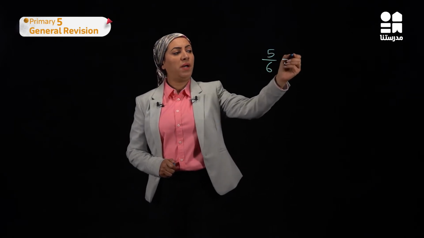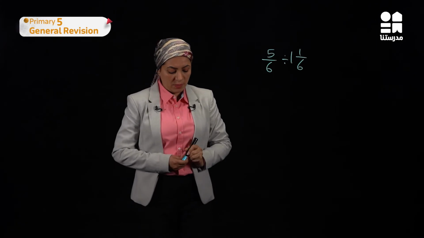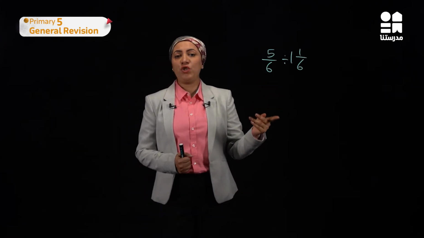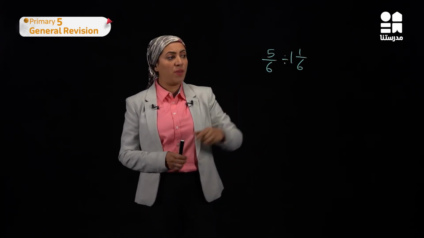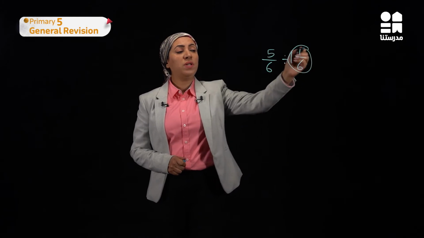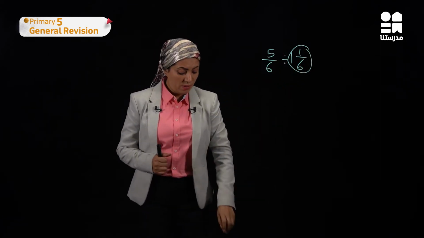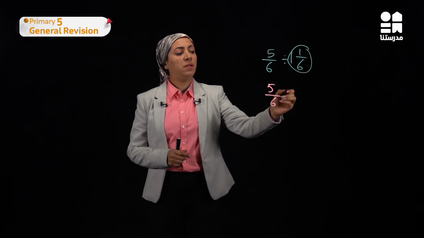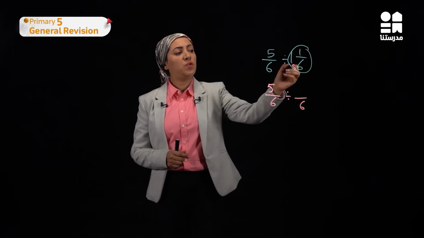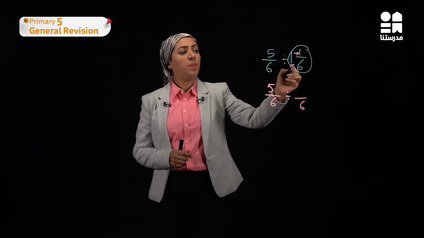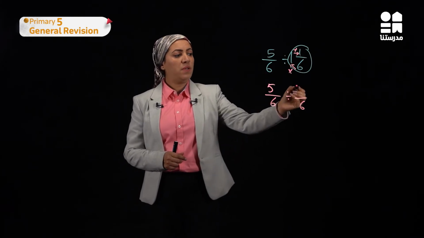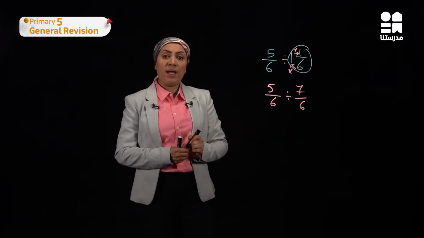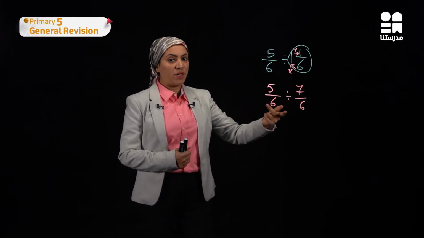Okay guys, now let's discuss our question. We said that we have 5 over 6 divided by 1 and 1 over 6. Okay, before I start switching it into a multiplying question, first I have to deal with the mixed number here. I don't want any mixed numbers. I want them to be both fractions. Okay, then 5 over 6 divided by 6 times 1 is 6 plus 1 is 7. So it's 7 over 6. Now I can switch this to a multiplication question.